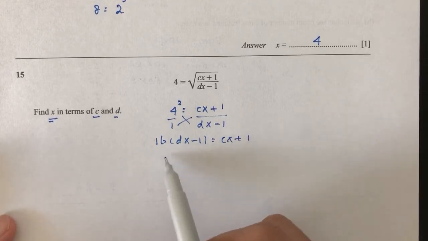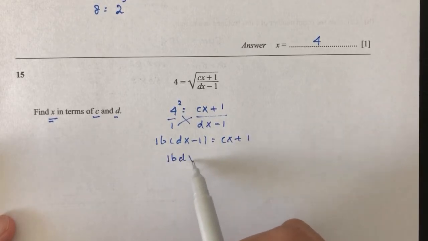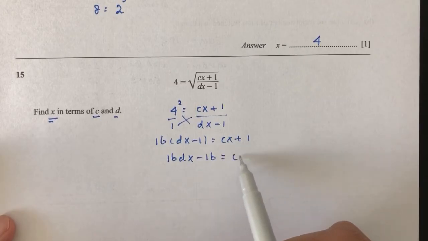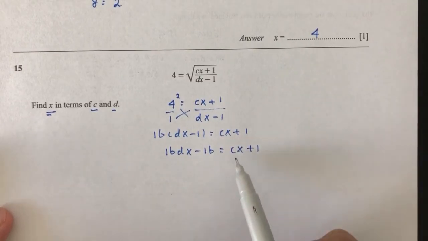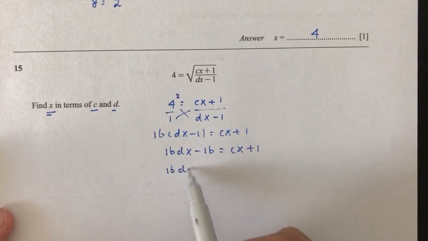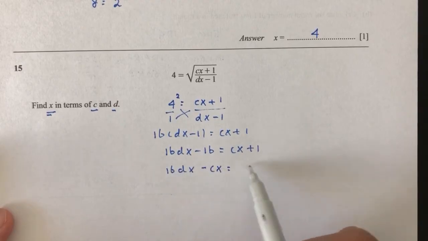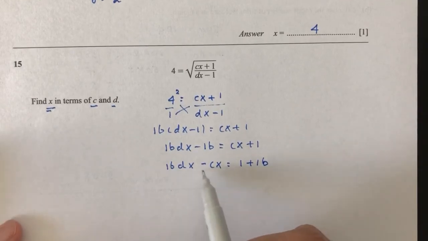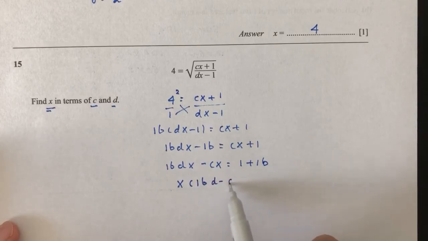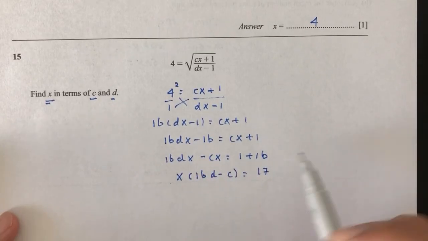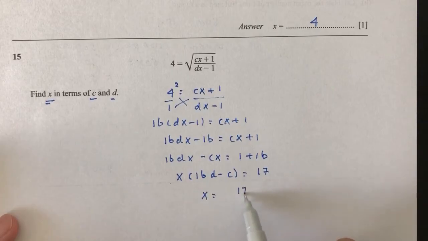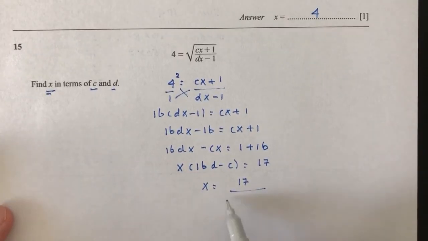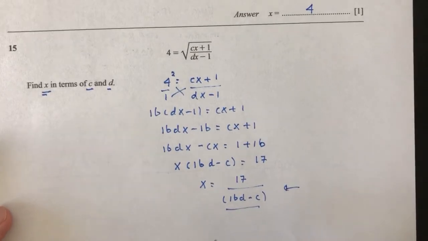So we have to expand. We have 16dx minus 16 equal to cx plus 1. So we bring the x over here. We have 16dx minus cx equal to 1 plus 16. Then we have to factorize x outside, so x goes out, and the rest will be 16d minus c equal to 17. So x is equal to 17 divided by 16d minus c, and that is your answer for question number 15.